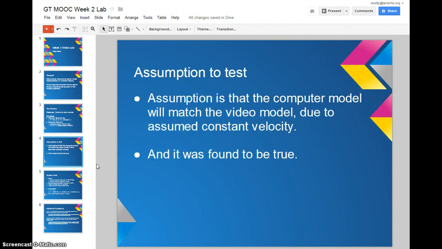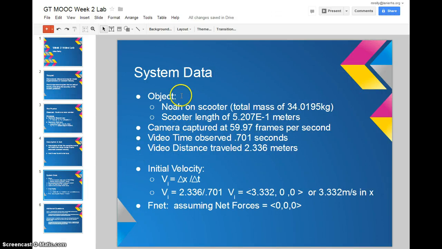The bigger assumption is that our computer model will match our video model results, assumed based on constant velocity, and we did find this to be true. The data that I used was my son on a scooter with a mass of 34 plus kilograms, and you can see the rest of the data.